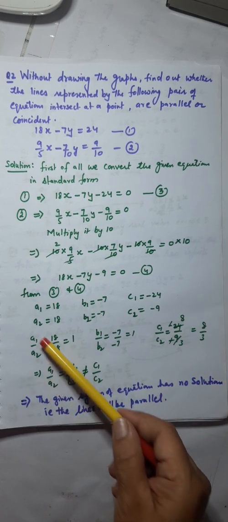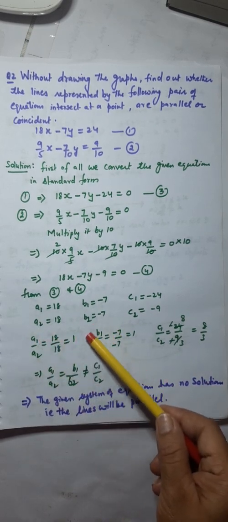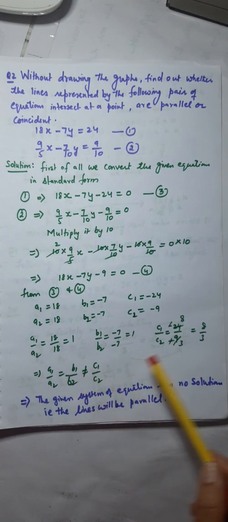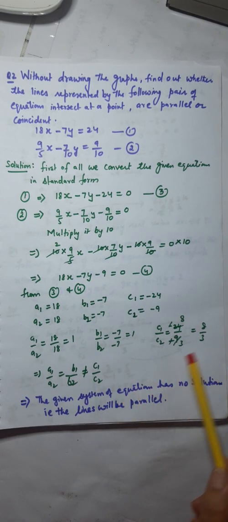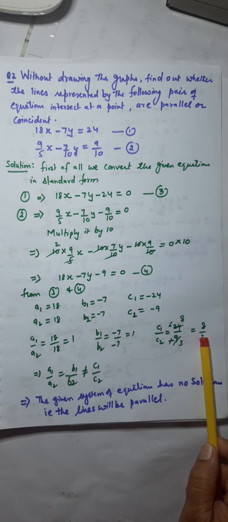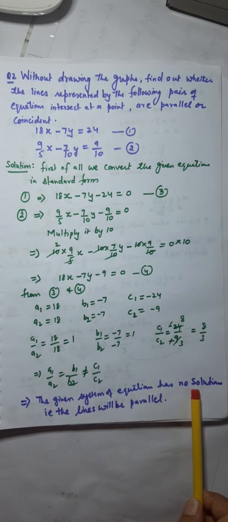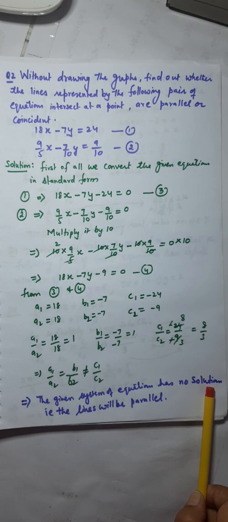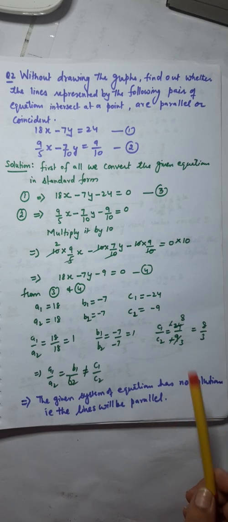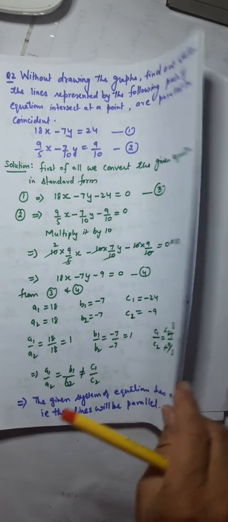So I notice that A1 upon A2 is equal to B1 upon B2, but it is not equal to C1 upon C2. Therefore, the given system of equations has no solutions. No solution means the lines will be parallel.